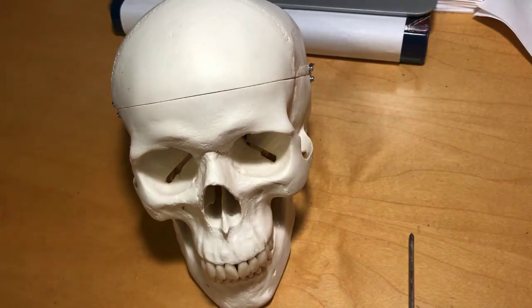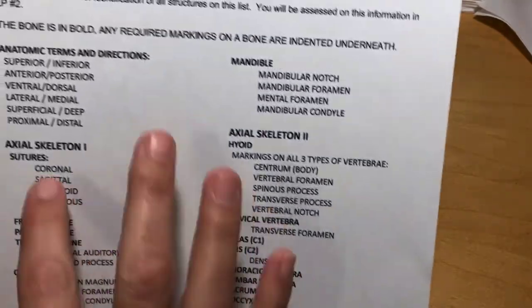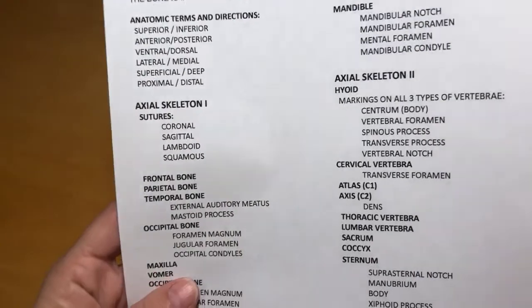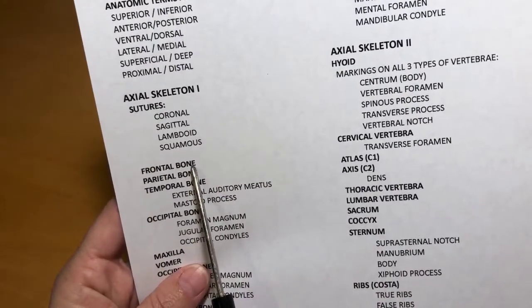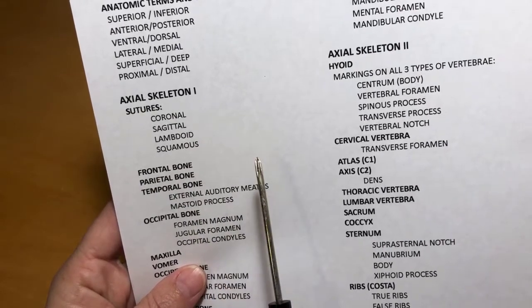So I have the lab practical list right here, and we're going to go through it mostly in order, although I'm going to talk about the sutures when I talk about the bones. And when you look at the bones, you can see that some of the bones just have the bone listed, and you don't have to know anything else about that bone, you just have to be able to identify it.